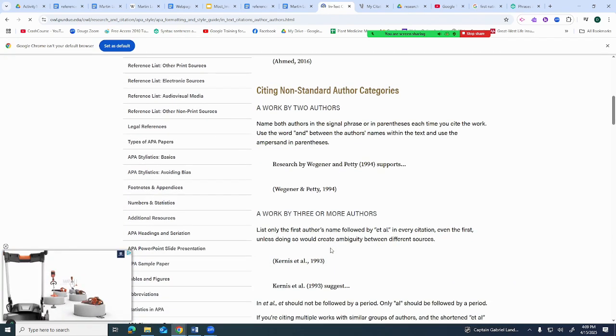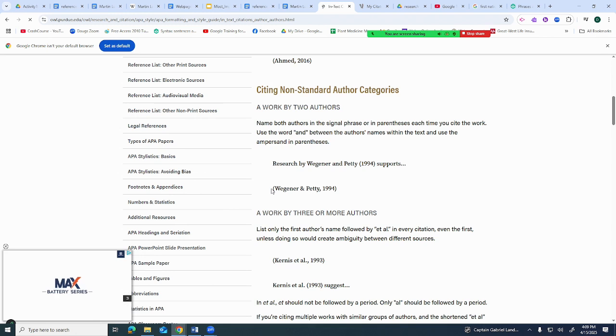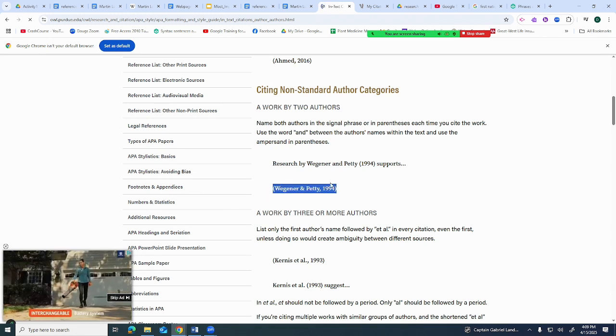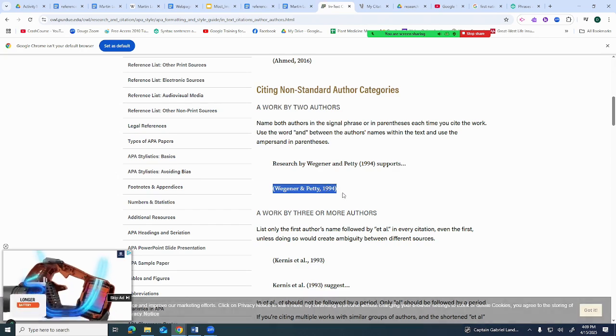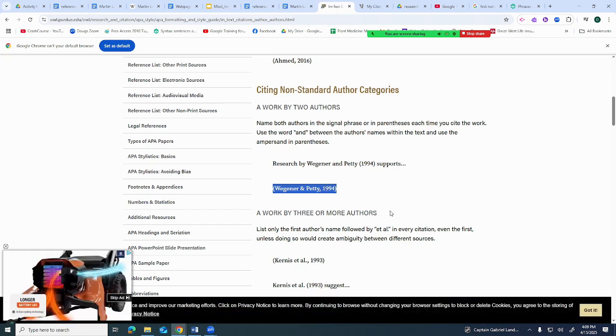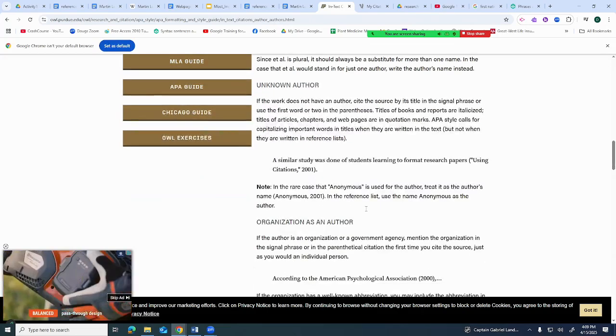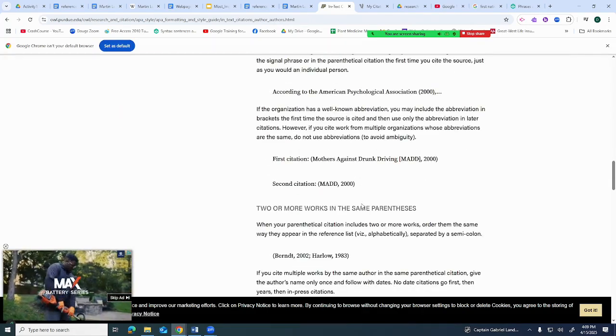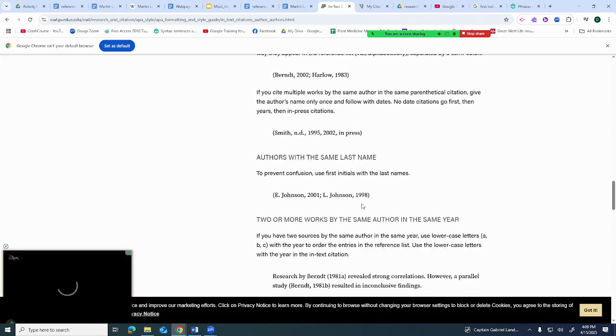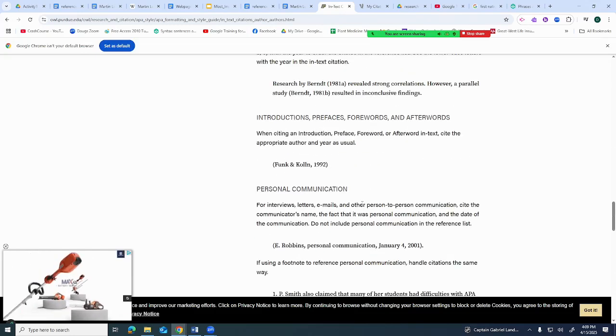So we have basically, see this, Wegener and Petty? That's referring to a couple of authors, and that's the year the book was published, right? But it could be different for unknown authors, organizations. Let's see, I'm scrolling down here.